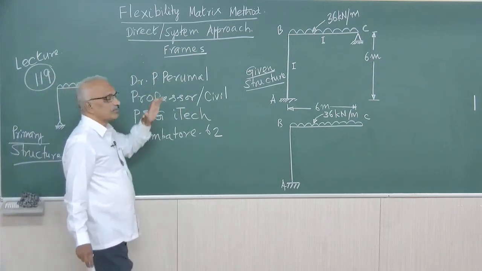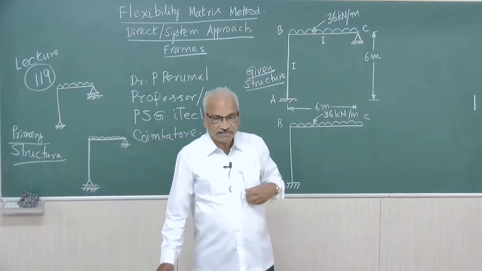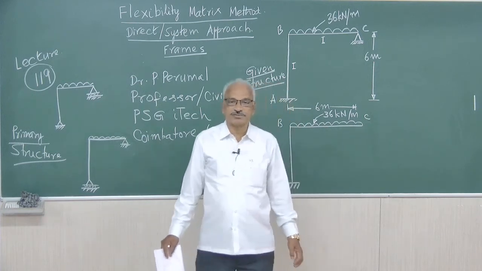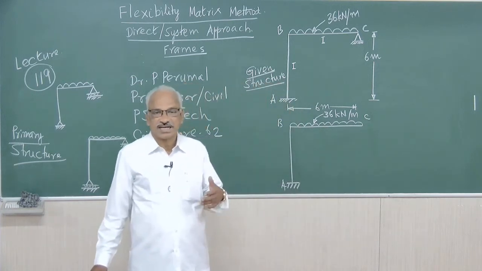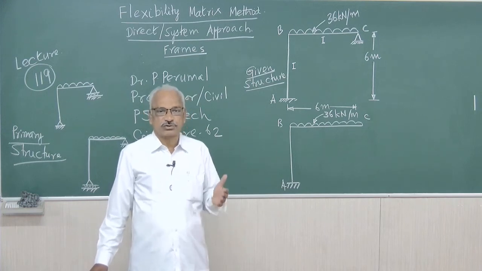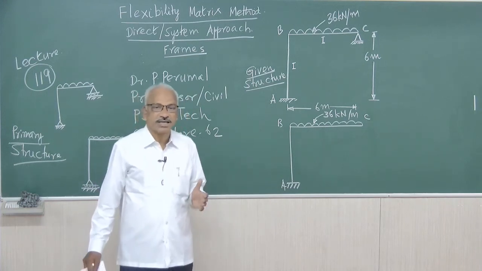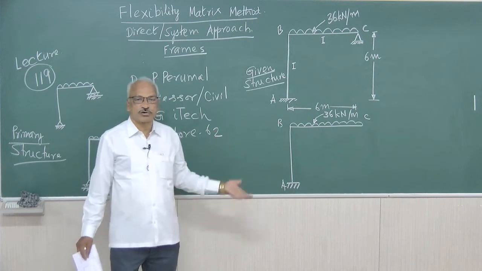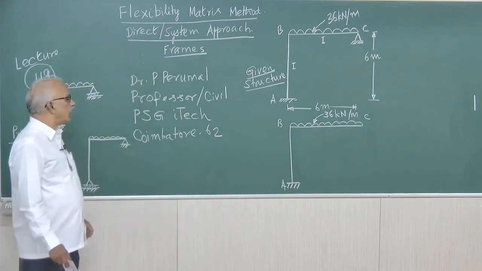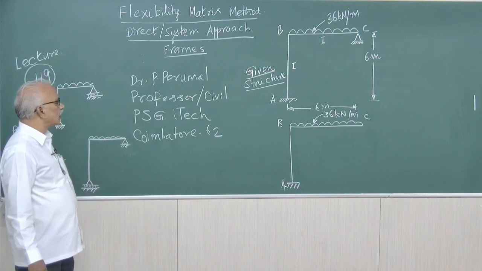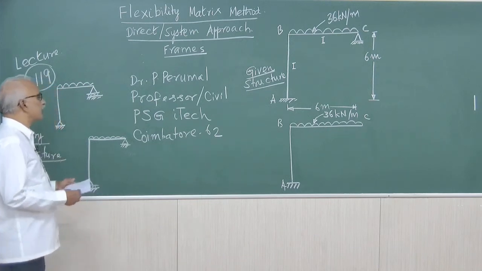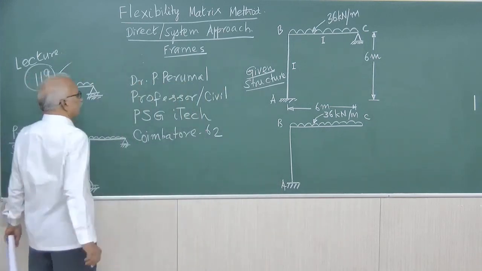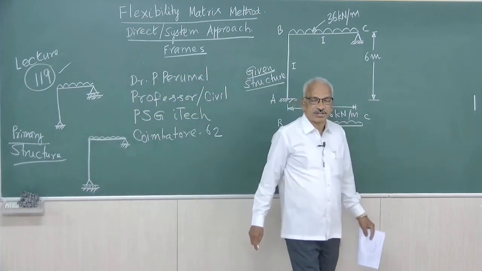In the direct approach of matrix analysis, we have done problems on propped cantilevers, continuous beams with static indeterminacy 1, static indeterminacy 2, and also one problem on a portal frame with 2 degrees of redundancy. Now, we will take one more frame. Right. This is lecture number 119. So, this is the frame that is to be analyzed.